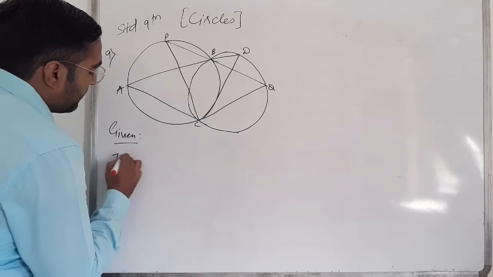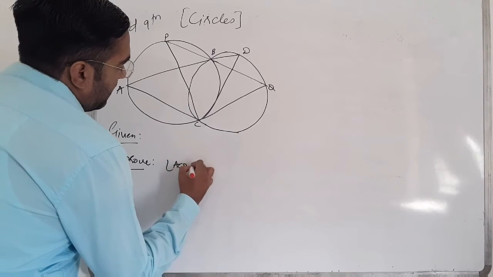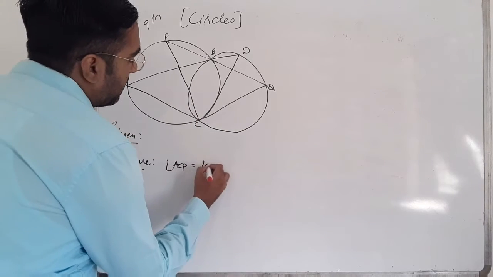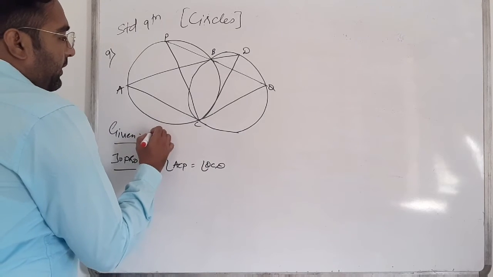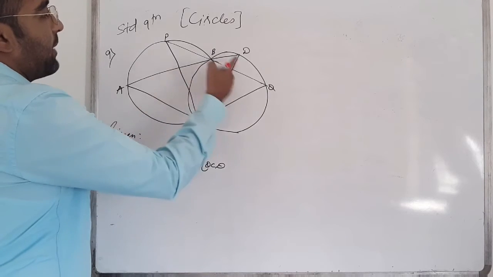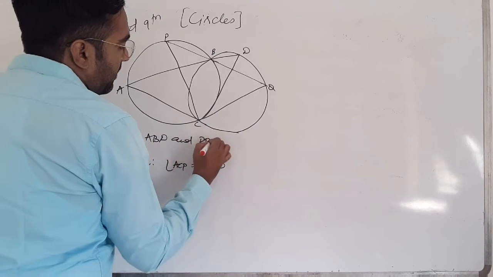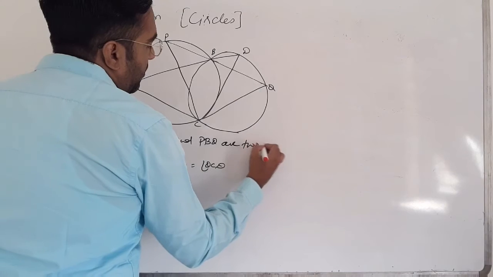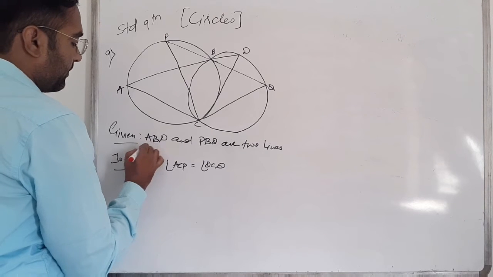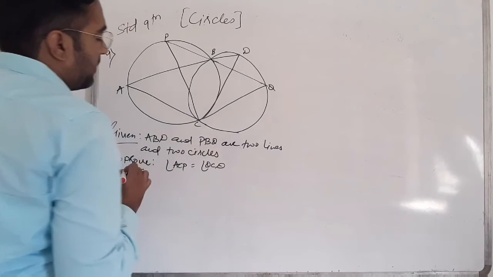Okay, so to prove that, angle ACP is equal to angle QCD. And here two lines are given, ABD and PBQ, and two circles are in the given.